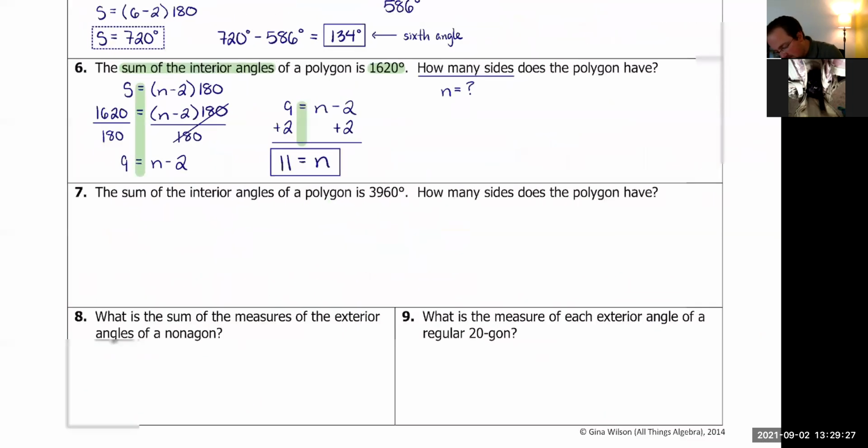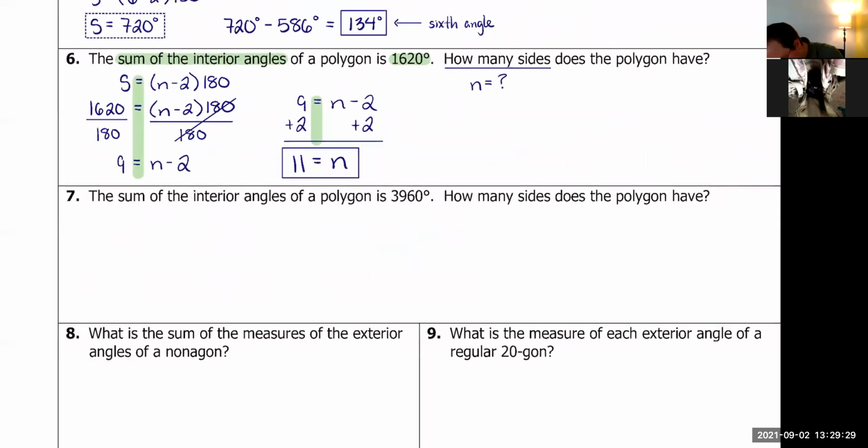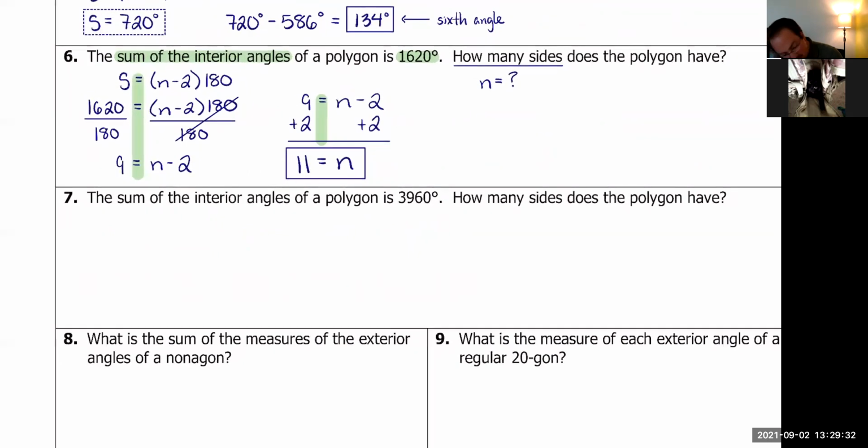Now, next one, almost identical. I'm going to give you the answer for that one if you want to try it on your own. This particular shape should end up having 24 sides.